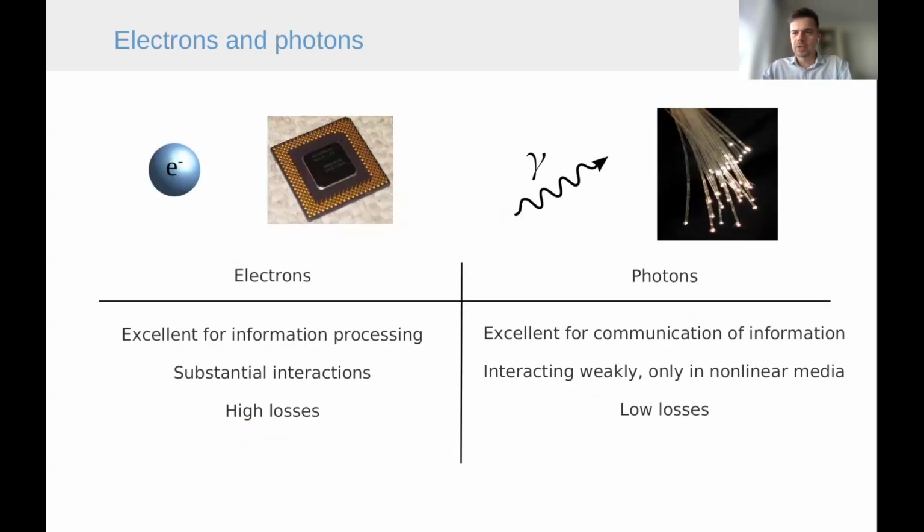So what can we do about it? We can try to think about using photons for computation in some way. Why? Well, we know that electrons are excellent for information processing, but at the same time, they incur substantial losses. On the other hand, photons are excellent for communication of information. That's why we use optical fibers for sending information long distances.